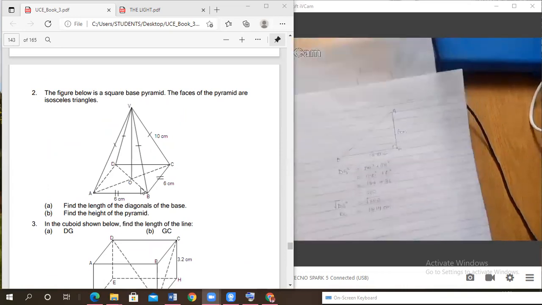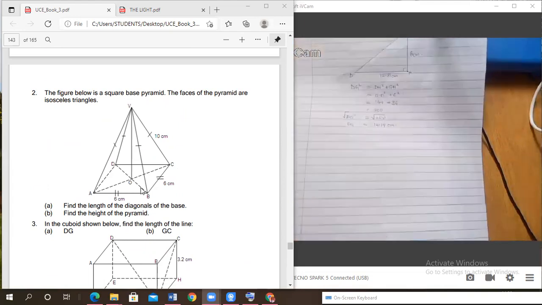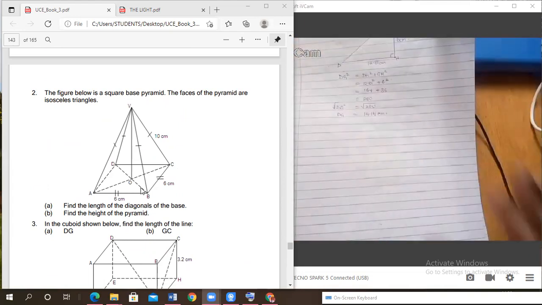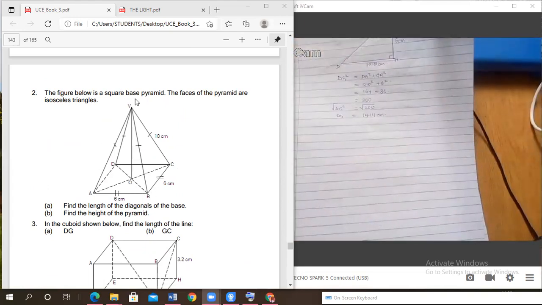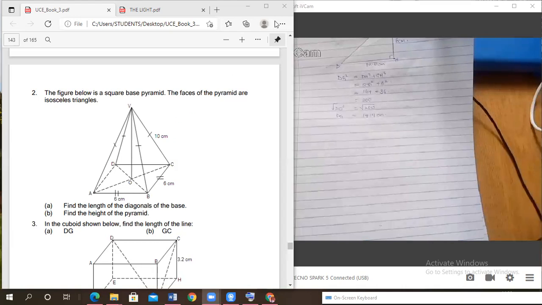Okay. So we are having a pyramid there, and they are saying that the figure below is a square base pyramid. Now when you look at this figure here, A, B, C, and D, that is the base. Are we together? Yes.